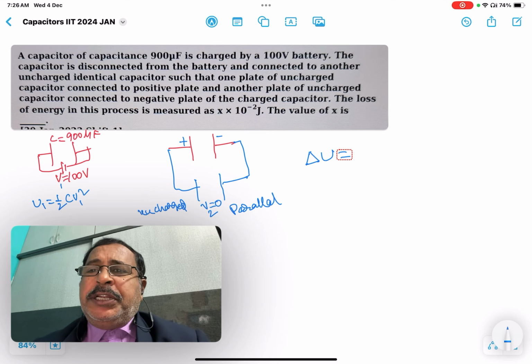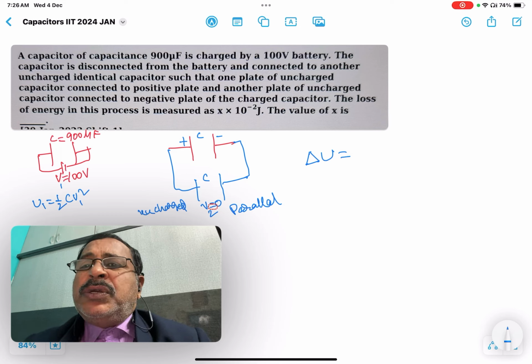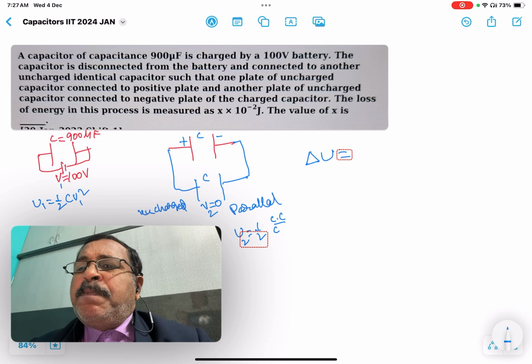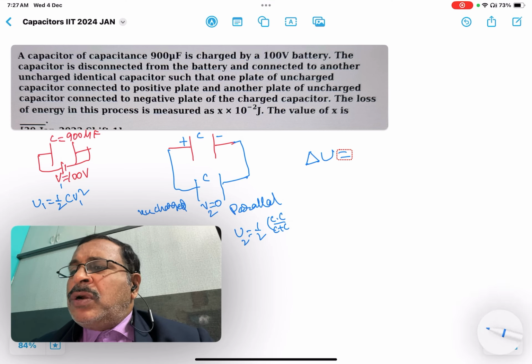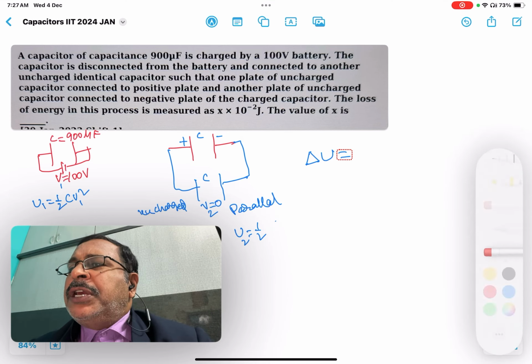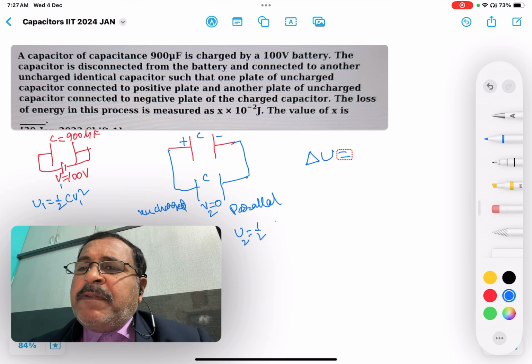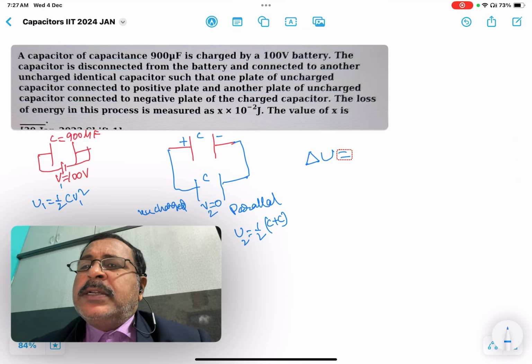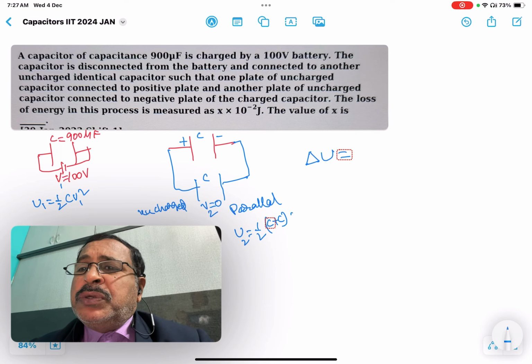After the combination, identical means C and C here, identical capacitors. Okay, so after combination, U2 is equal to half into, not C into C by C plus C here. The effective capacity in parallel combination is C1 plus C2. You know that. Into, after combination, the potential is 0 square.